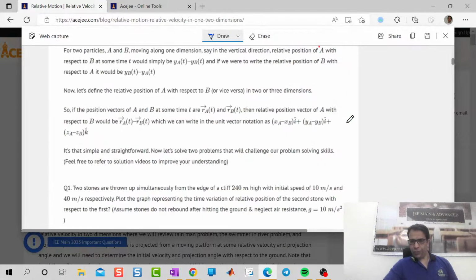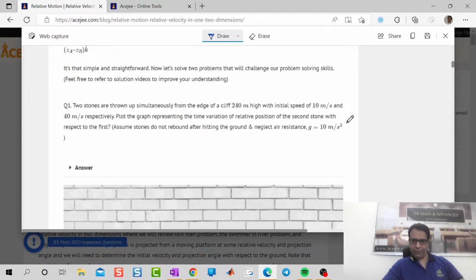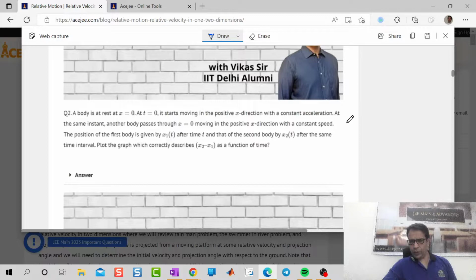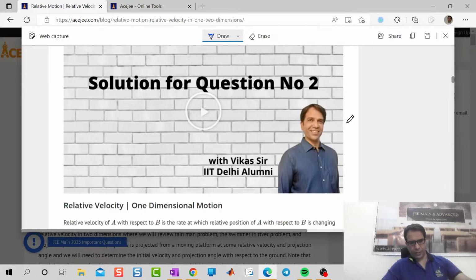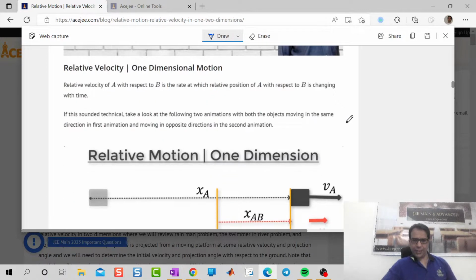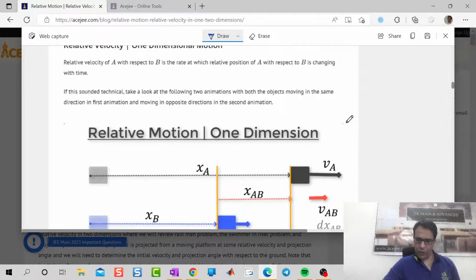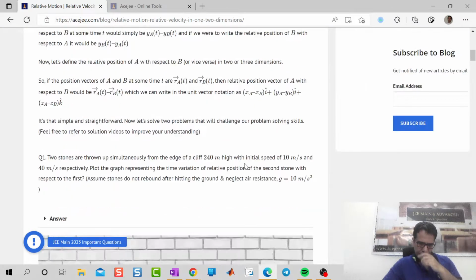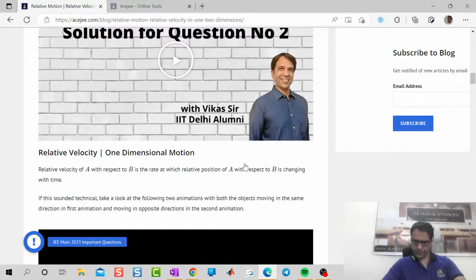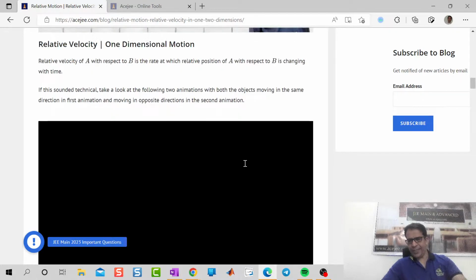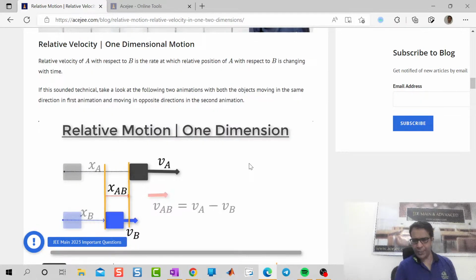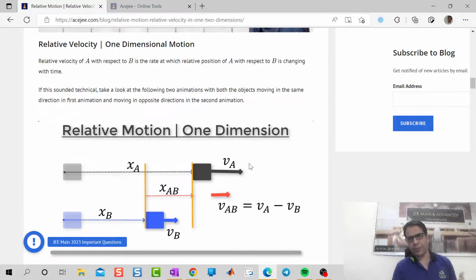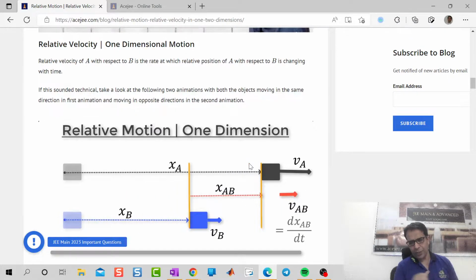Okay, so we are clear on the position vectors or the relative position. Then we did a question on relative position. And now let's go ahead with relative velocity. So let's understand what we mean by relative velocity, because the concept can be either very simple to understand or very confusing, right? So let's look at this animation.